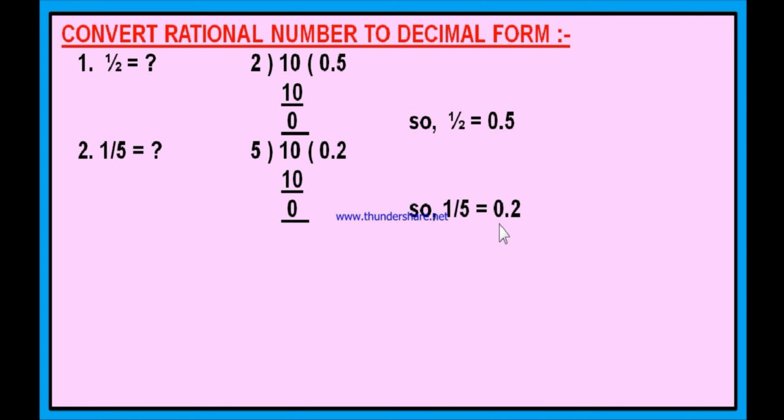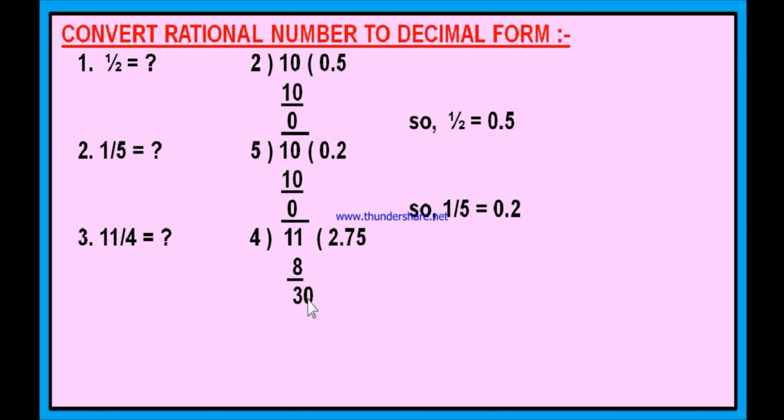0.2 is in decimal form. 0.2 is a decimal number. Now this 1 by 5 fraction, which is a rational number, is now converted into decimal form. And third example, 11 by 4. Let us divide 11 with 4 now. In 11, 4 2 times. 2 4's 8. And if you subtract 8 from 11, you will get 3.